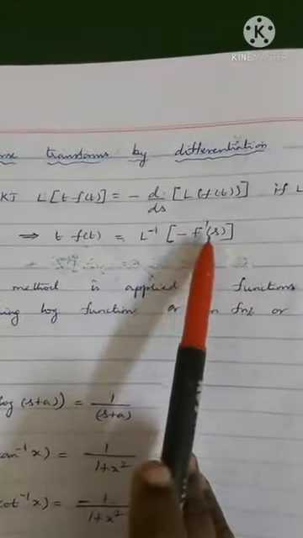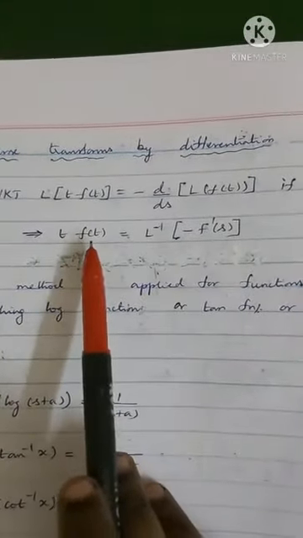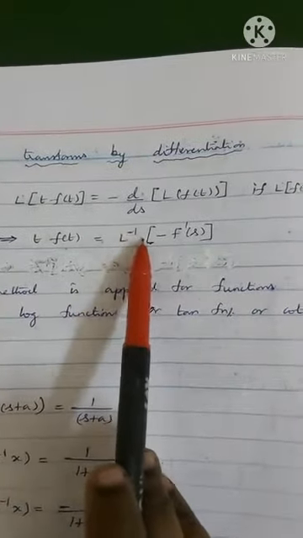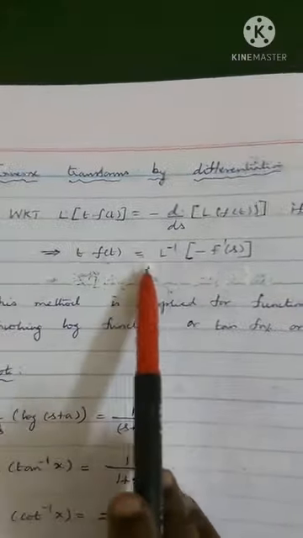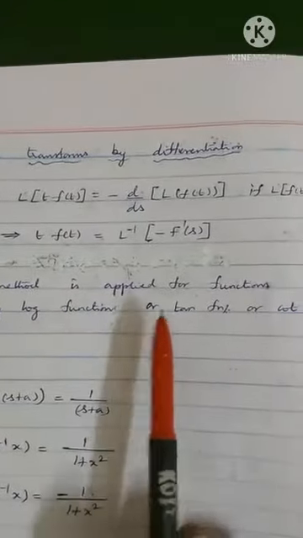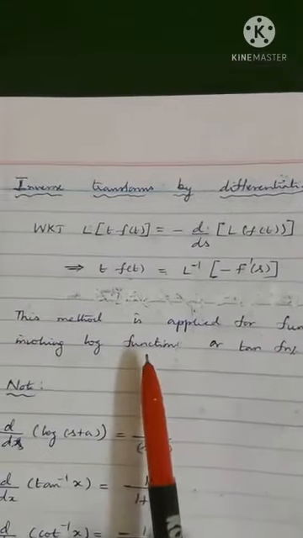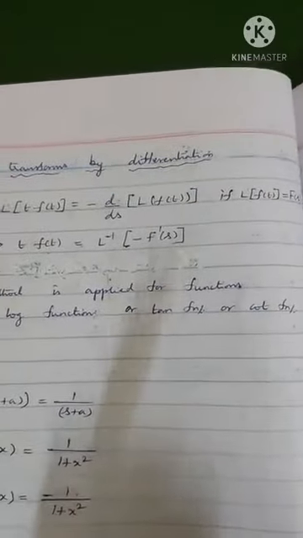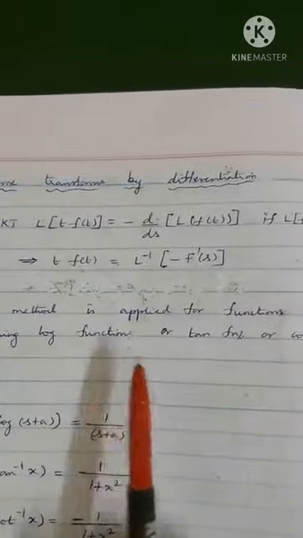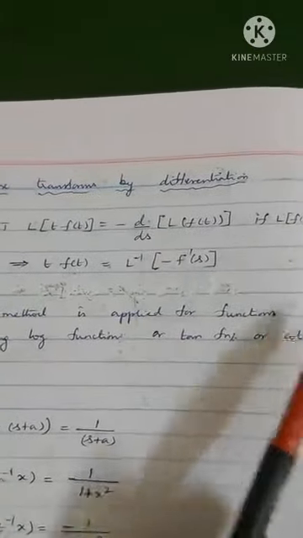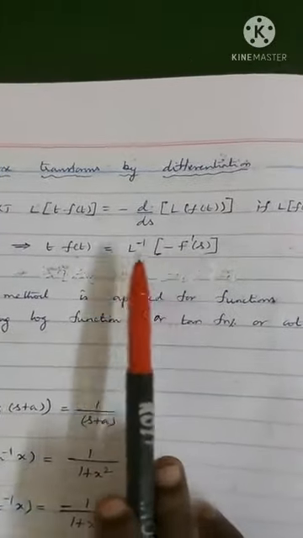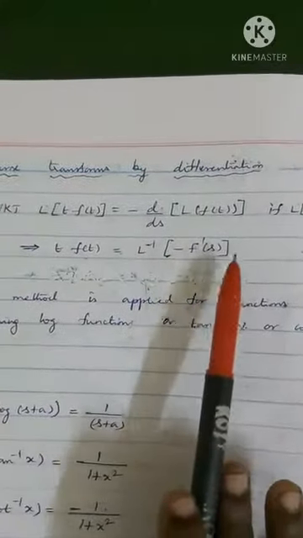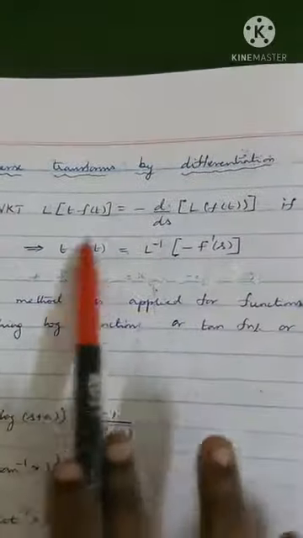Here they give a function of s, and we find the answer in terms of t. When will we use this method? This method is applied for functions involving log, tan, cot. When we have a log function, tan function, or cot function, we use this formula: L inverse of minus F dash of s equals t into f of t. So from this we have got this result.